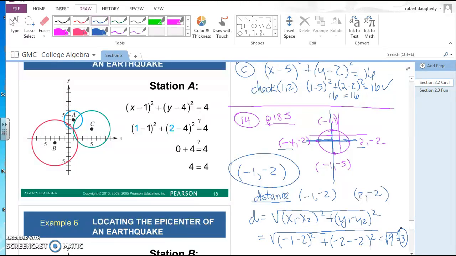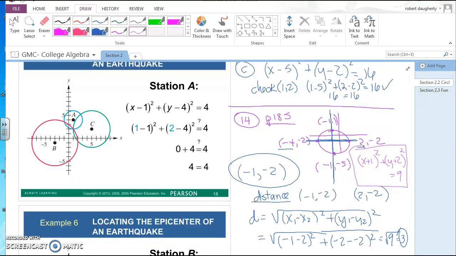So to write the equation of that circle, that's just going to be x plus 1 squared plus y plus 2 squared equal, the radius is 3, so 9. So that's number 14, the equation of the circle that you see that is drawn there for you.